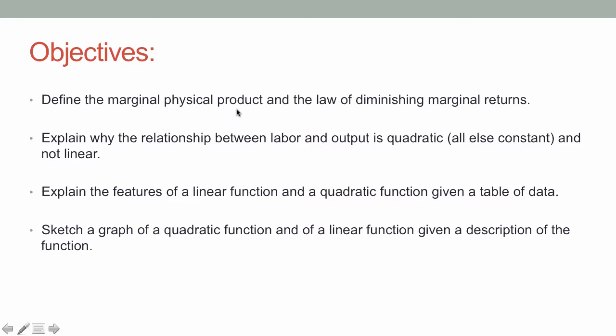All right, so reviewing what we did, we talked a lot about marginal physical product. Again, how much more do we produce if we increase by 1 more worker? We talked a lot about the law of diminishing marginal returns. Explained why the relationship between labor and output is quadratic. It increases, but then there's a point where too many workers actually causes you to decline. We looked at linear functions and quadratic functions. We did tables, we did equations, we did graphs. We did a lot of graphing with our Desmos calculator.